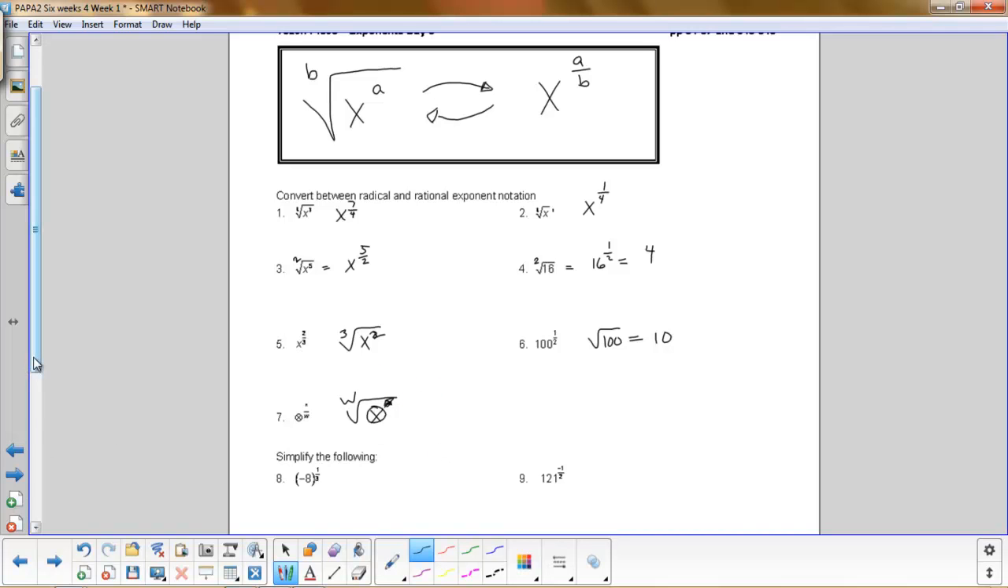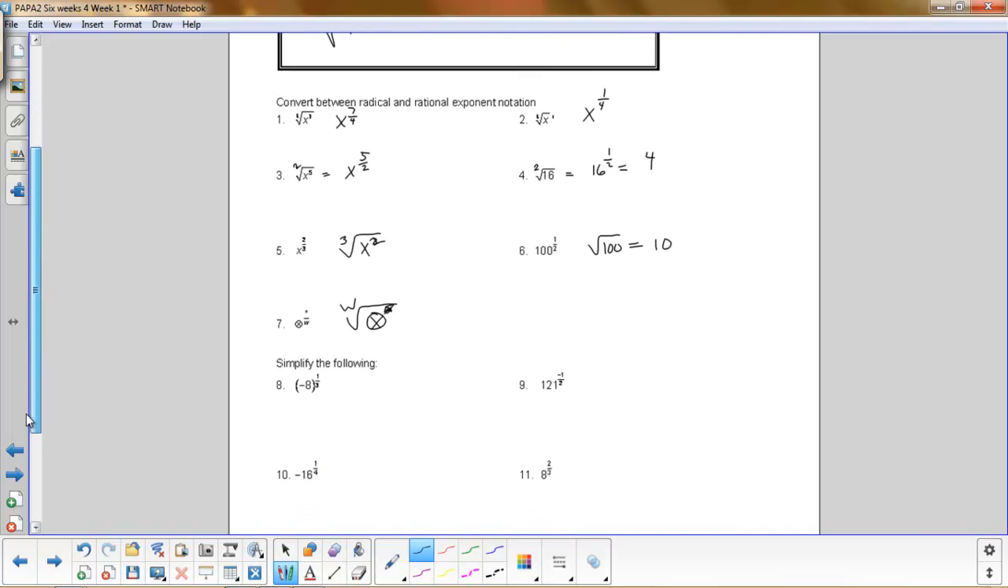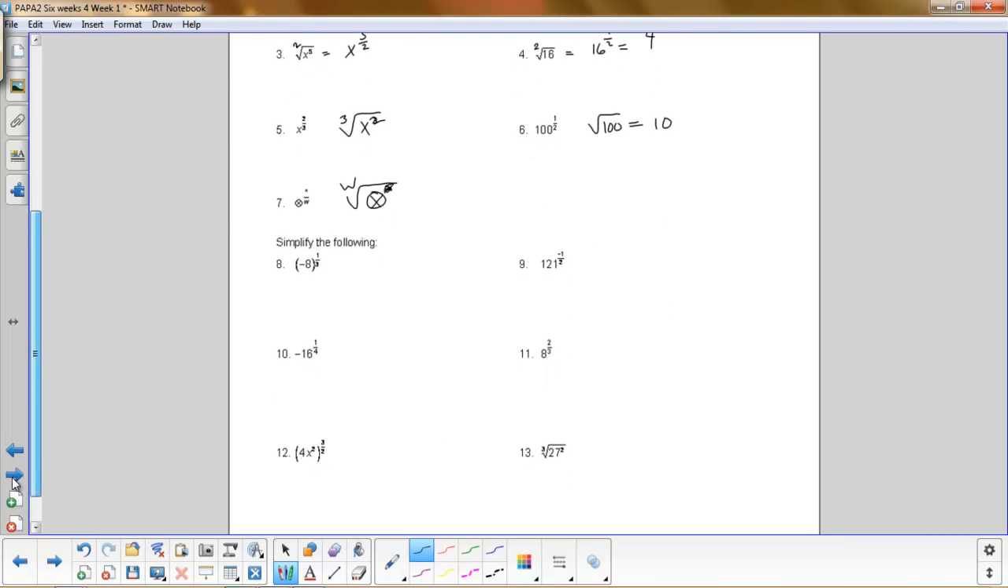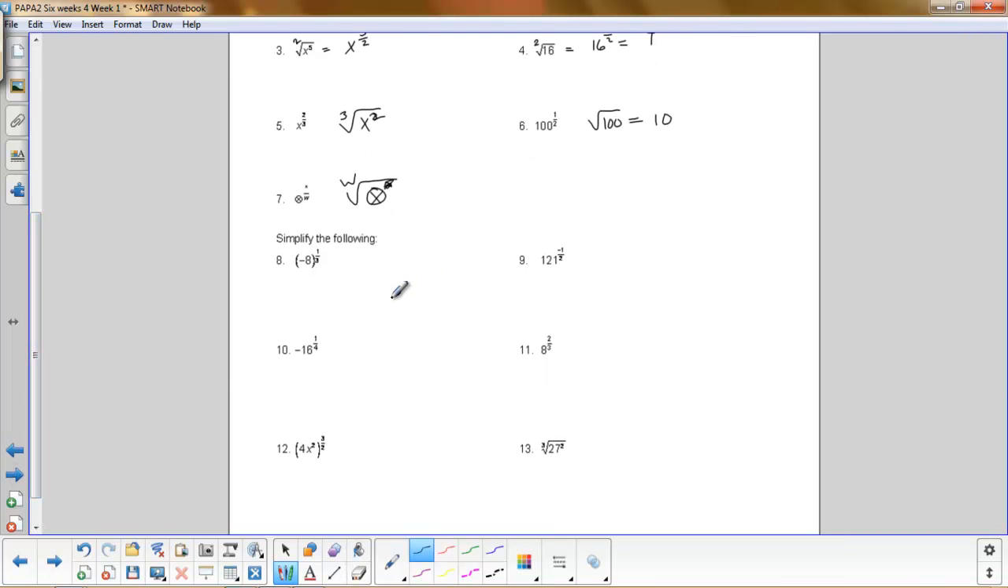Okay? Alright, now we are going to simplify the following using rational exponents and switching them to radical. Here we'll be changing this back into radical form, and it is the cubic root of negative 8, which will give you negative 2.